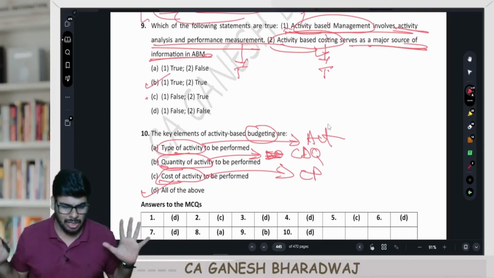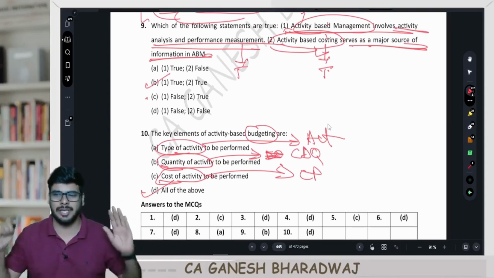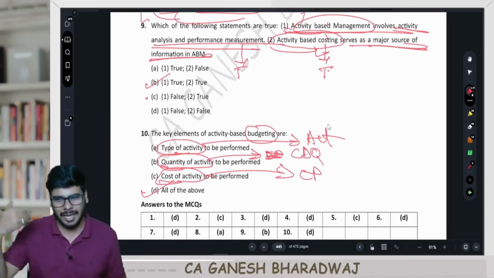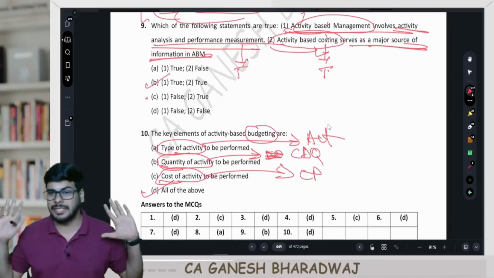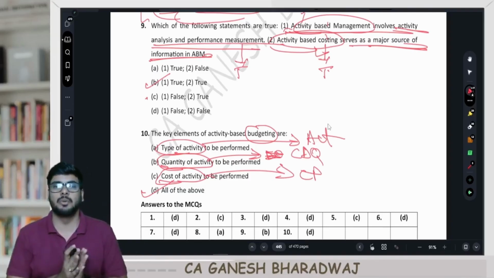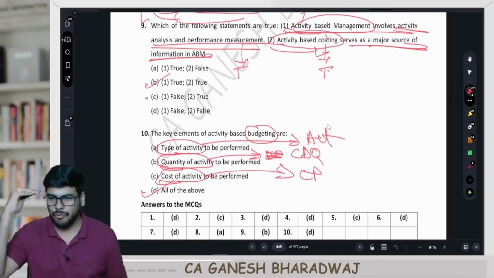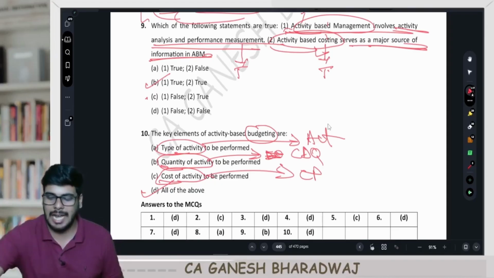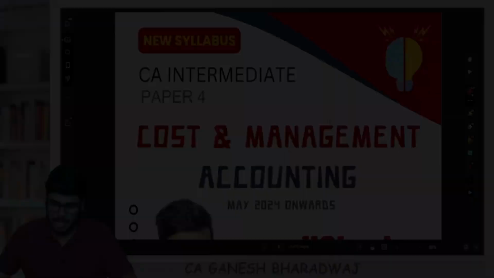These are all the MCQs given in our ICAI study material that I have covered. Beyond that, anything extra, if it is there, I will make a separate video on that and give it to you, not a problem. Clear with this, guys? So with this, we have finished this chapter called activity-based costing.